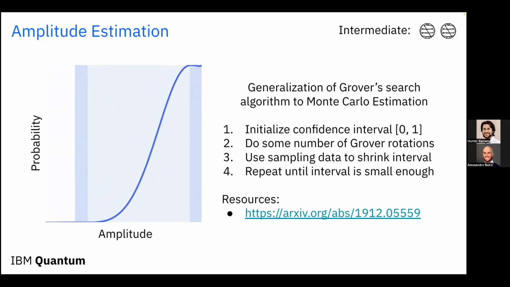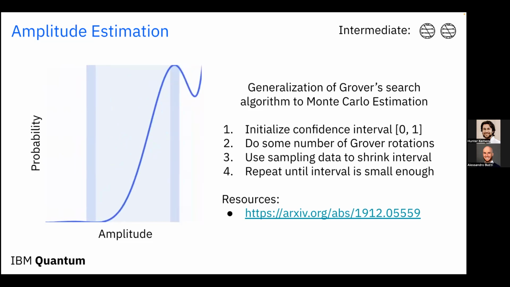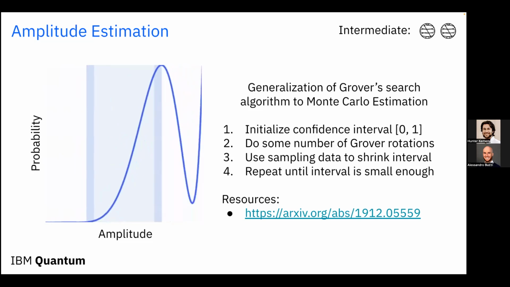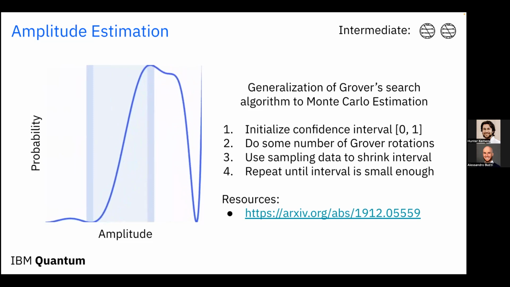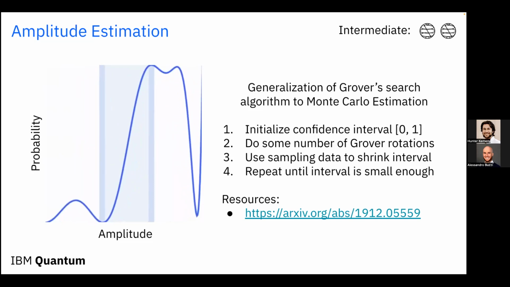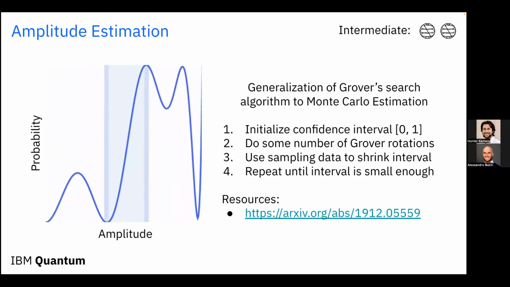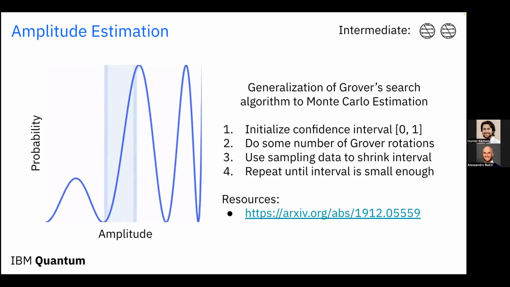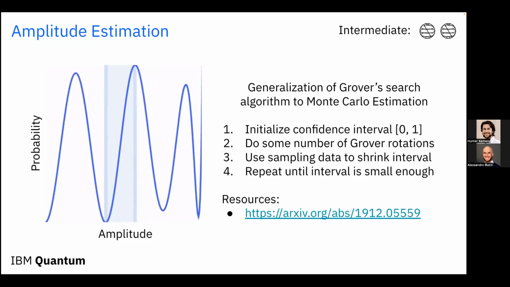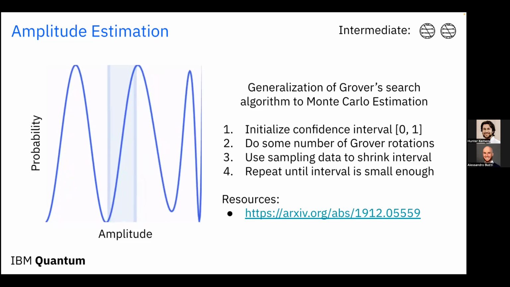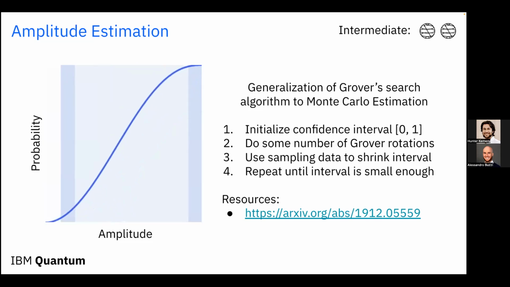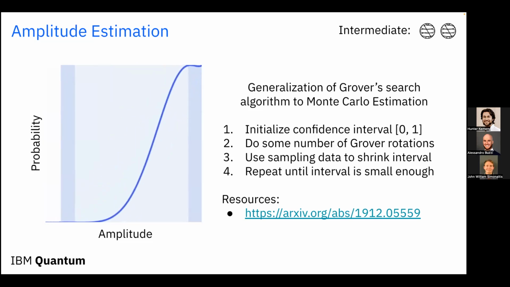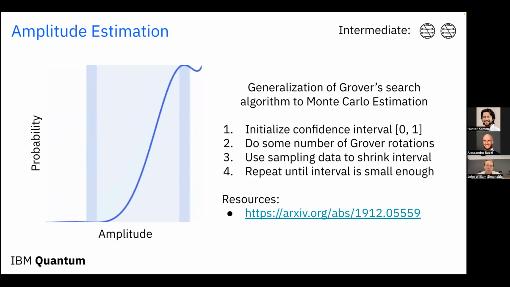So this algorithm is described in this research paper by Grinko, and they have some code available for figuring out what number of Grover sequences is optimal at each particular step. However, I think you can do better than they do. I think it might be possible to come up with very clever choices of Grover rotations that let you minimize the amount of resources required to perform this kind of estimation.